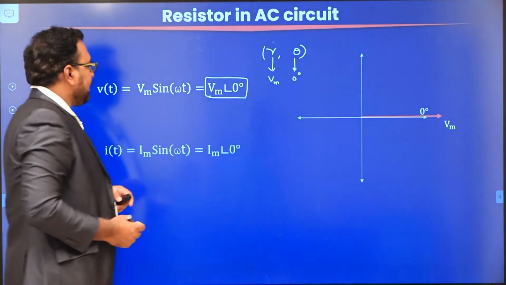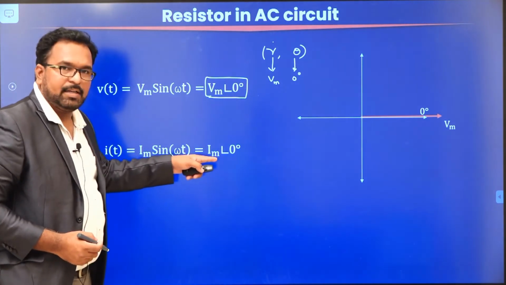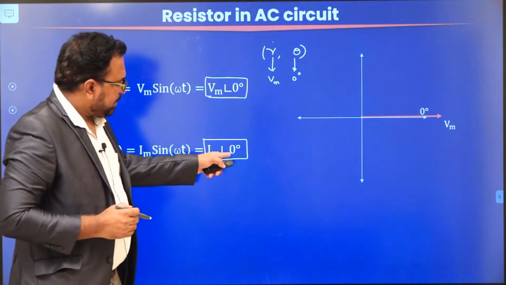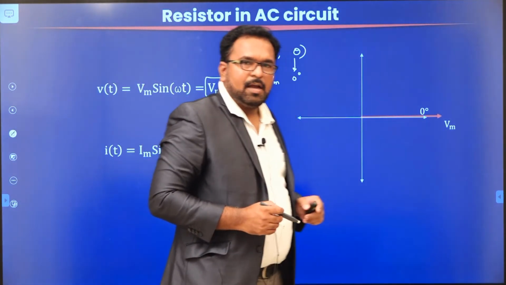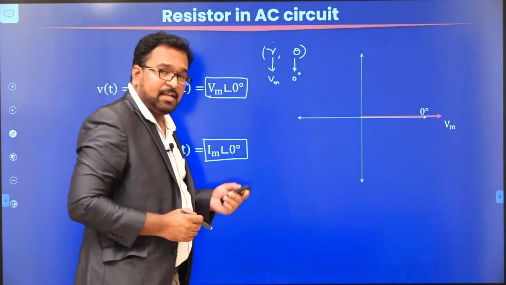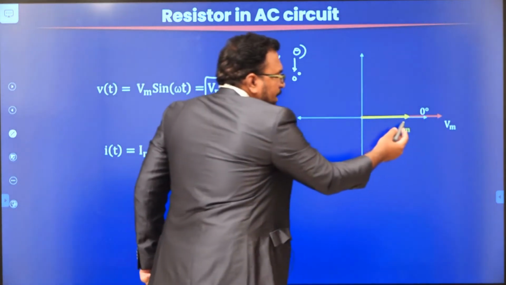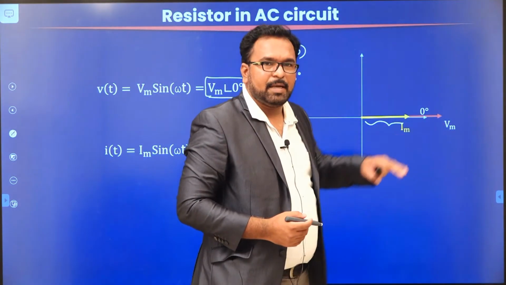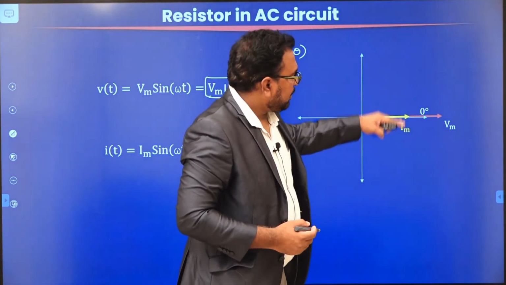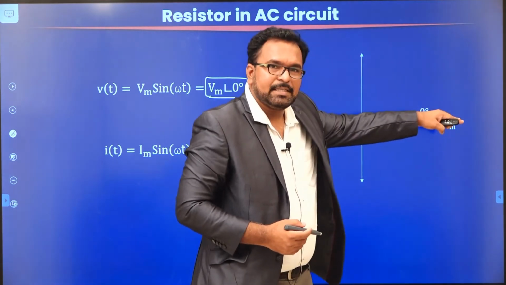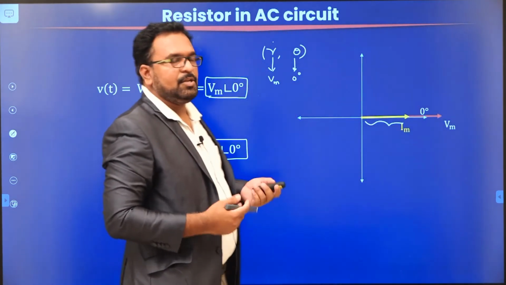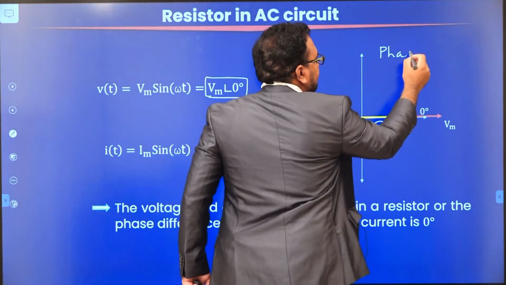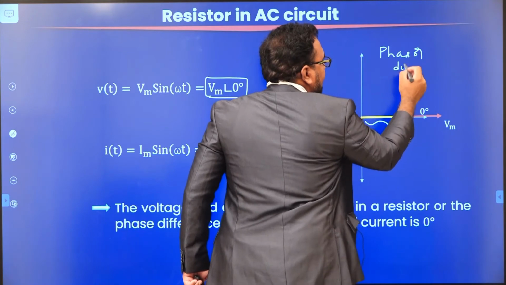Now, how will you represent current? The current expression we got in a resistor is Im at an angle of 0 degrees. Since it is 0 degrees, it will always lie along the x-axis only. But the magnitude is less than the voltage, so the length of the vector Im is small compared to Vm, and it lies along the same x-axis. If you observe the phase difference, both lie on the 0 degrees axis only. That's why the phase difference is always 0. So this is called phasor representation, or the phasor diagram.